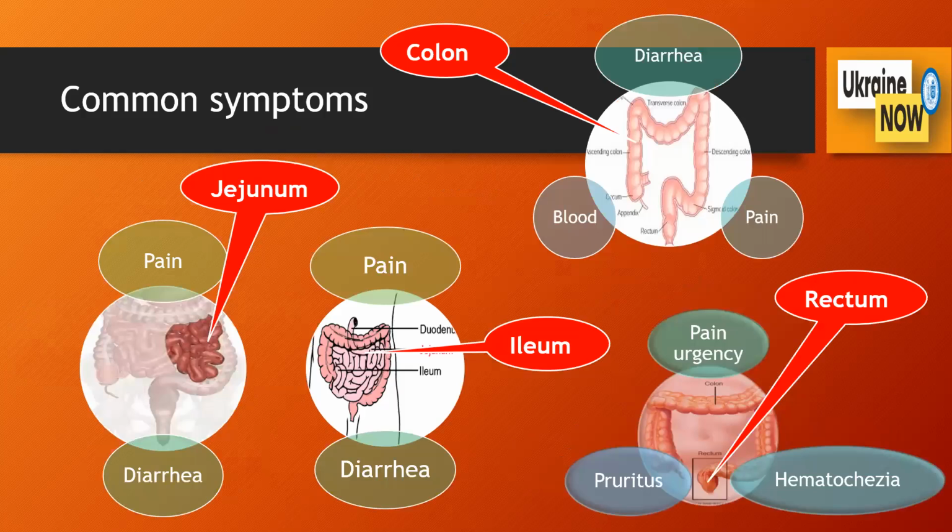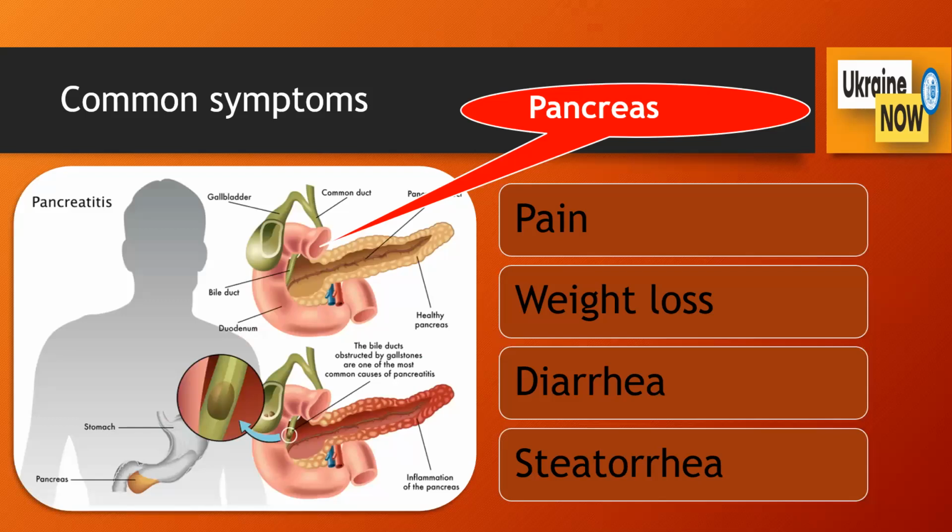Jejunum and ileum common symptoms are pain and diarrhea. Colon common symptoms are diarrhea, pain, and bleeding. Rectum common symptoms are pain, urgency, hematochezia, and pruritus or itching. Pancreas common symptoms are pain, weight loss, diarrhea, and steatorrhea.